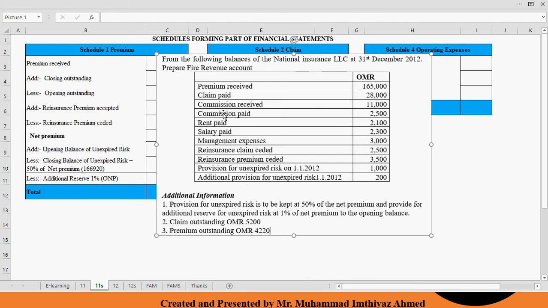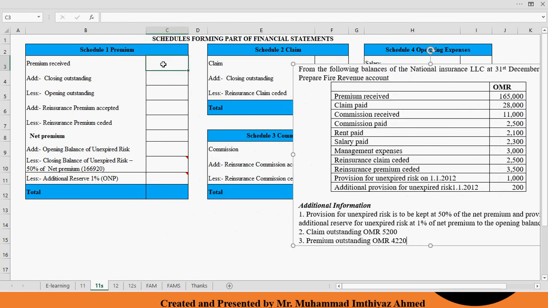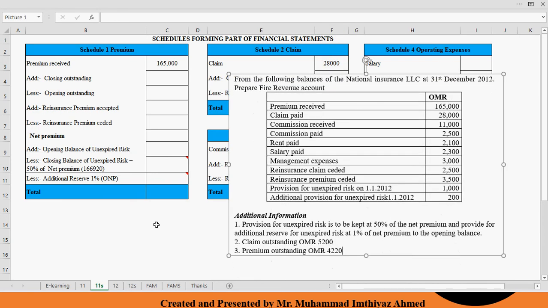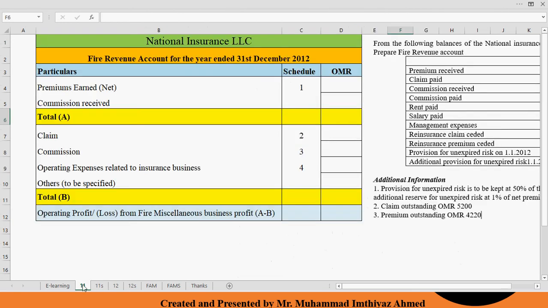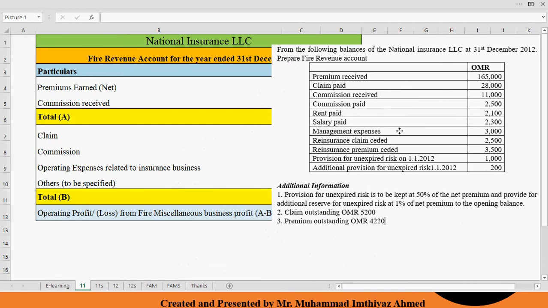Premium received 165,000. So we need to enter in premium 165,000. The second one is claim paid. So we need to enter in claim paid 28,000. The third one is commission received. It is an income. We need to enter in revenue account. So commission received is 11,000. So we completed commission received.